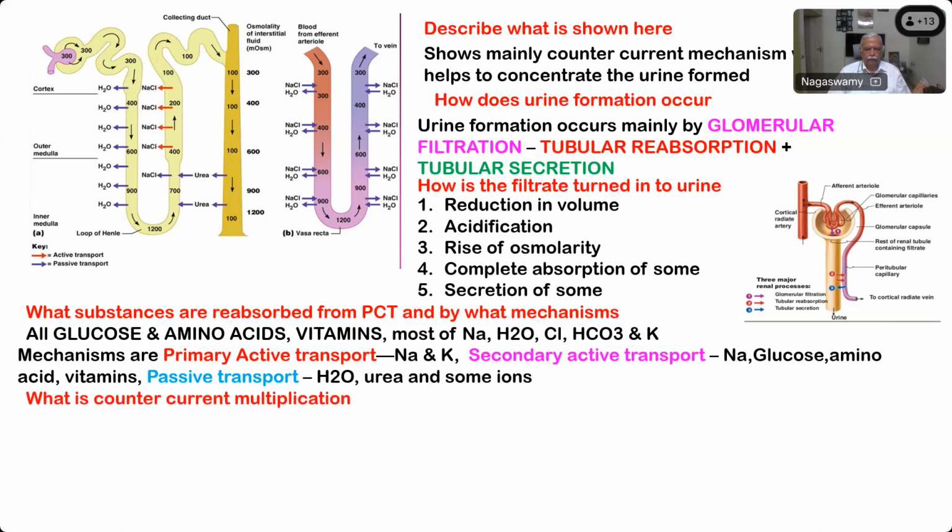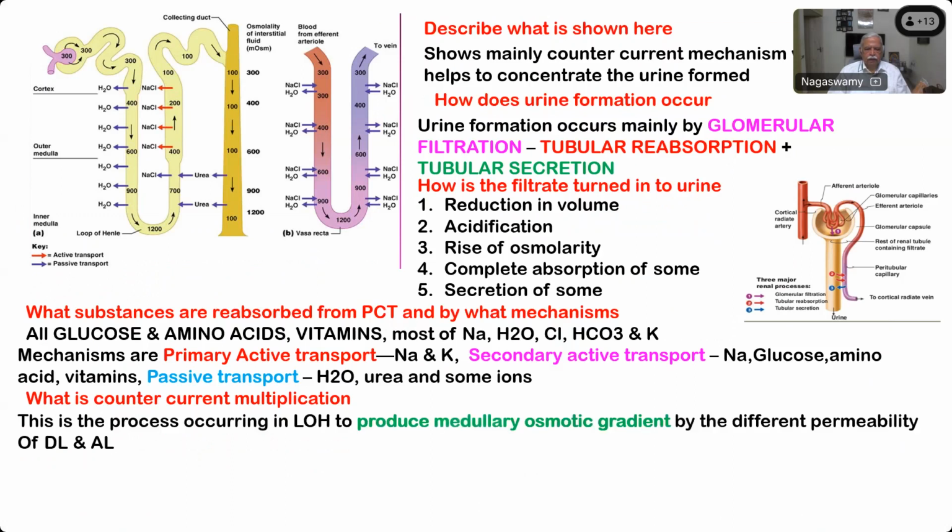What multiplies? It's occurring in the loop of Henle to produce a medullary osmotic gradient by the different permeability of the descending loop and ascending loop. Okay, so the main purpose of countercurrent multiplication is to produce a medullary osmotic gradient. That is, the tissues outside the loop of Henle, the nephron, should have a higher osmotic gradient to suck out water. That is another mechanism to reduce the volume.